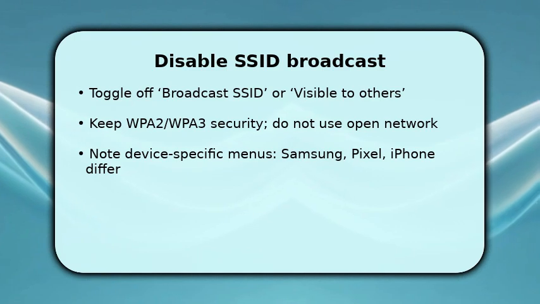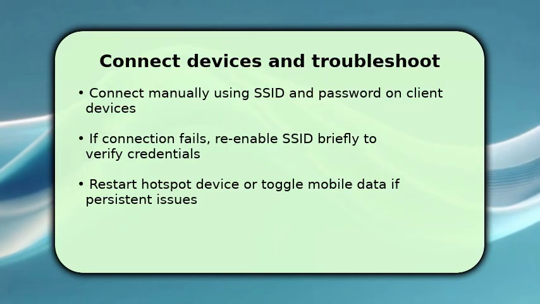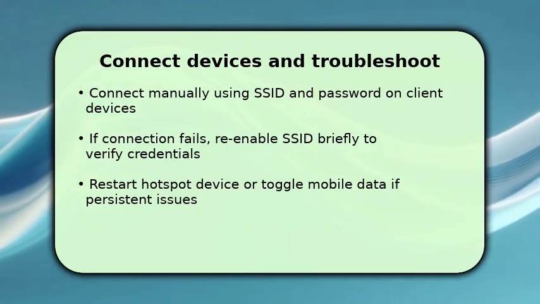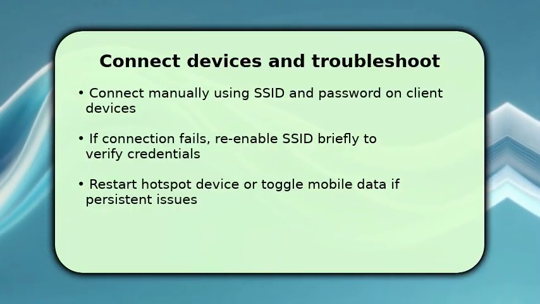To finish, connect clients manually. Enter the SSID and password on the other device since hidden networks don't show in scans. Once configured, save the network and connect. You'll see it listed as a known network.